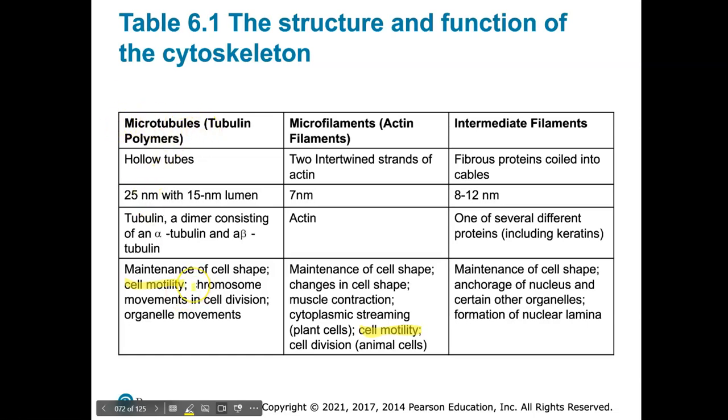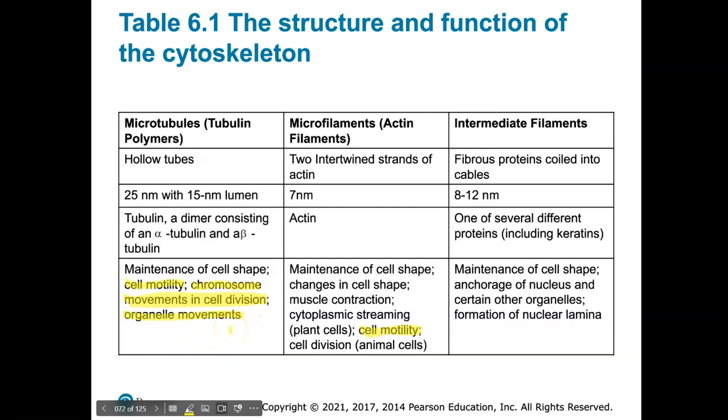Now, microtubules are very important when we get to mitosis. They're going to attach to the chromosomes, line them up in the middle, and then pull them apart during cell division, or mitosis. So we're going to call them spindle fibers when we get to that section. Microtubules are very important in chromosome movements during cell division, and they also form those tracks to help organelles move throughout the cell.